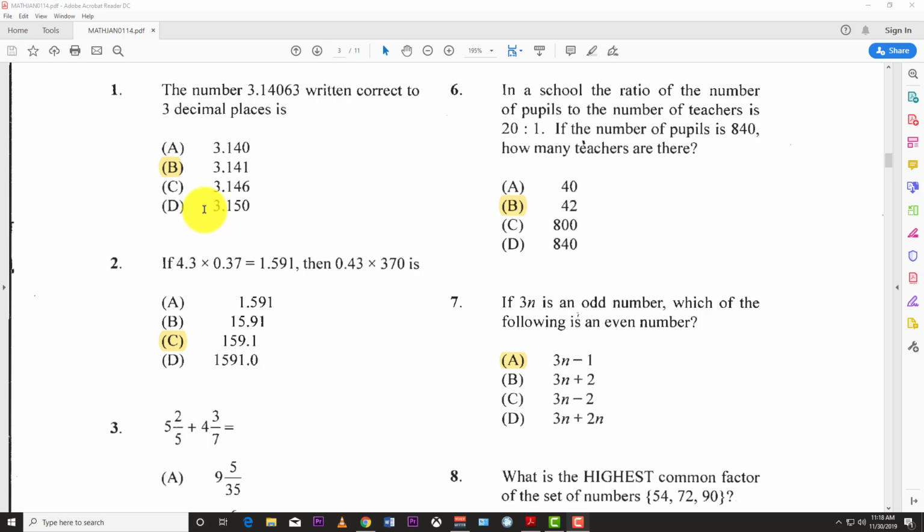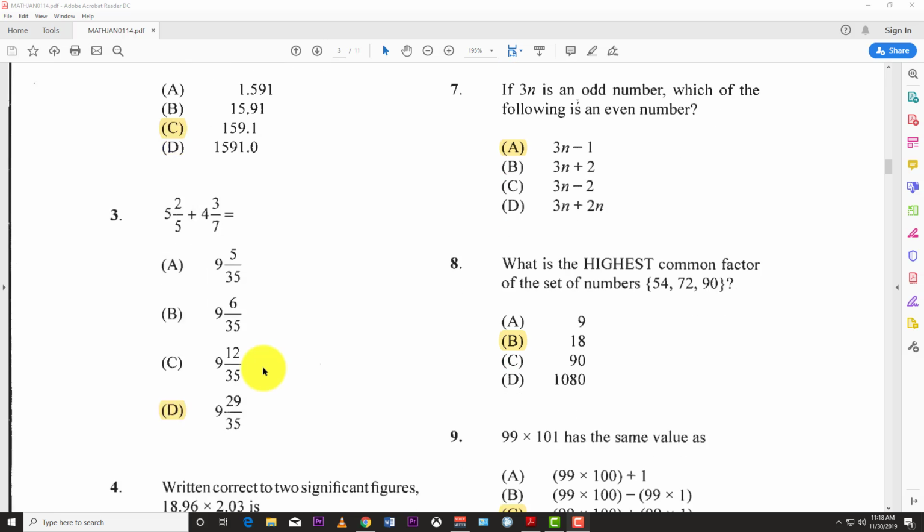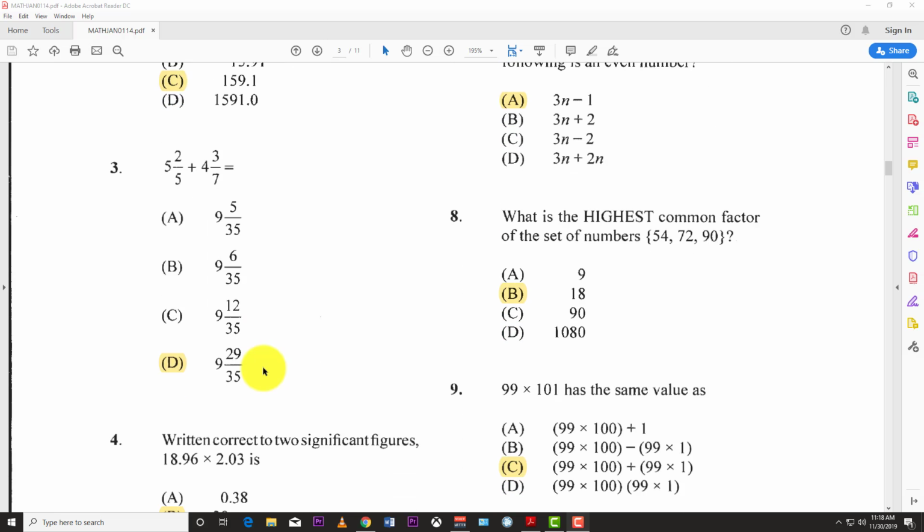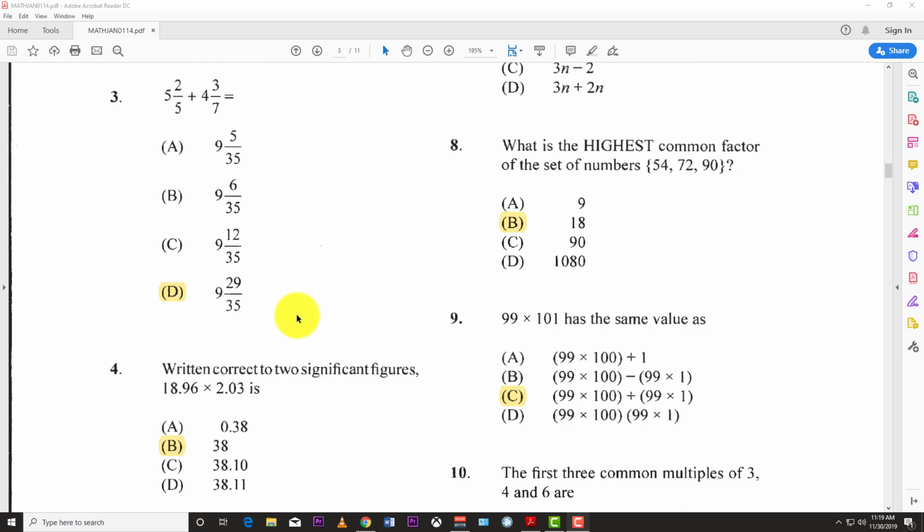Number 2, if 4.3 times 0.37 equals 1.591, then 0.43 times 370 is, and the answer for that one is C, 159.1. Number 3, we have some mixed fractions here. So we have 5 and 2 over 5 plus 4 and 3 over 7 is equal to, and the answer here is D, 9 and 29 over 35.